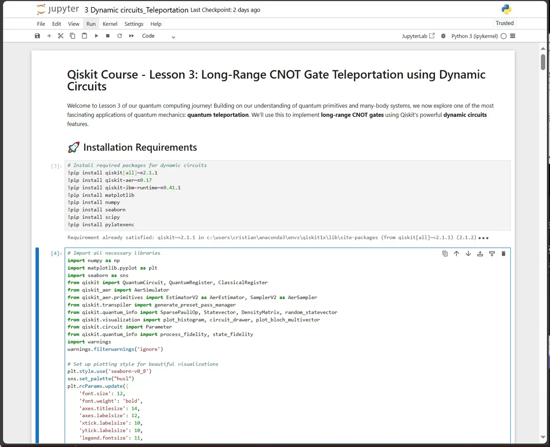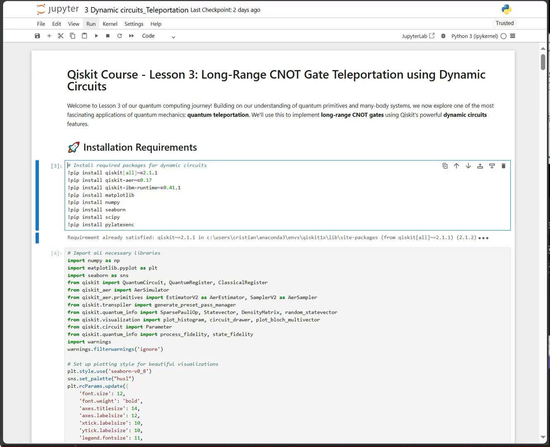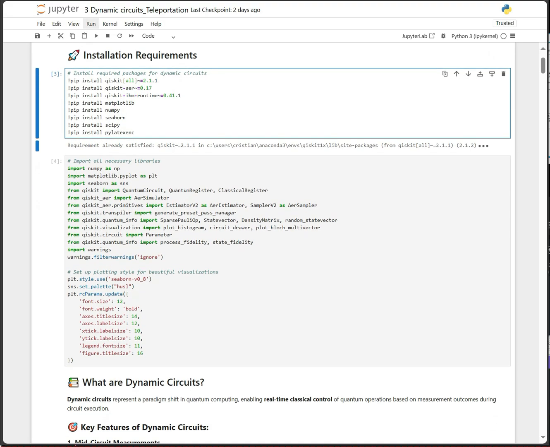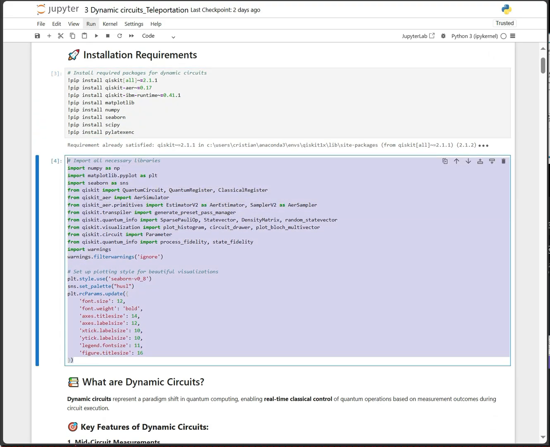Today we're going to use long-range CNOT gate for teleportation, and we're going to see what's a dynamic circuit. I'm just gonna leave the installation requirements here. You can set your own environment and also some of the libraries that we're going to use.